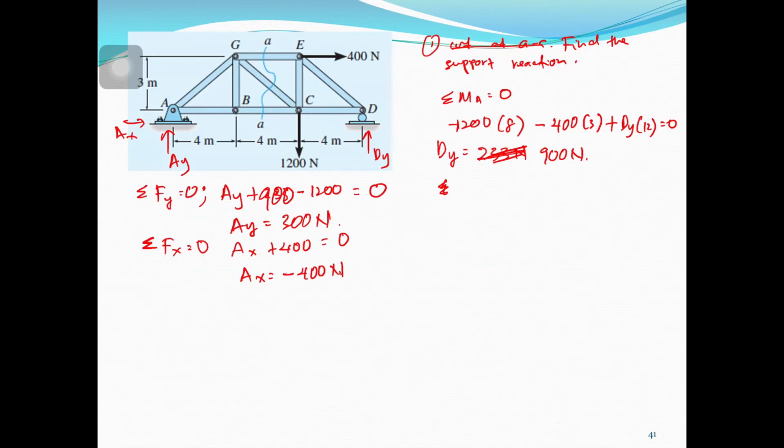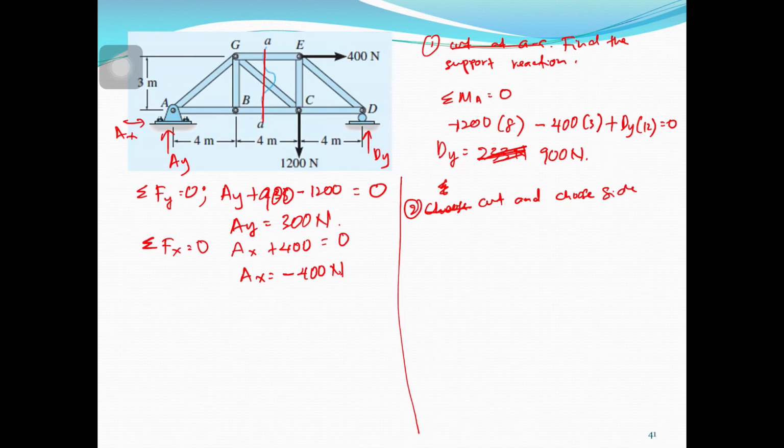And then we cut the truss. So we cut the truss here. Okay, so choose either right or left. Let's say I choose right. Choose cut and choose side. Let's say I choose the right side.